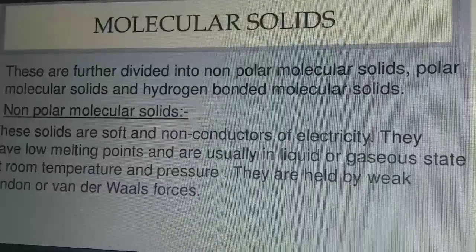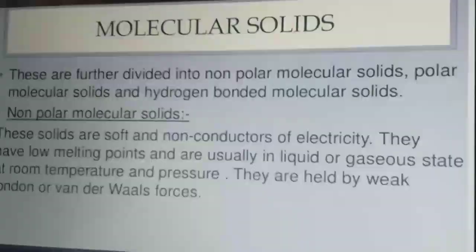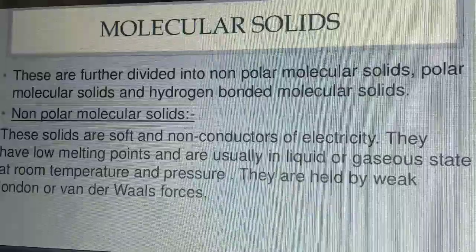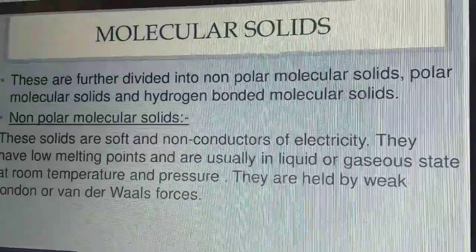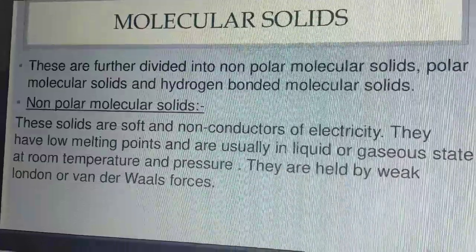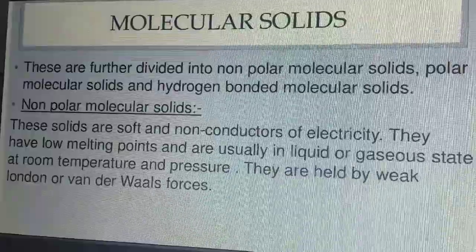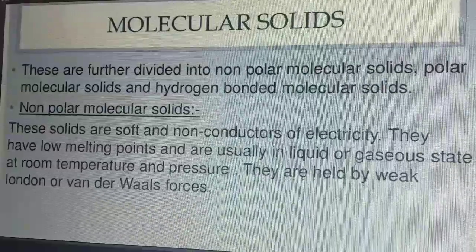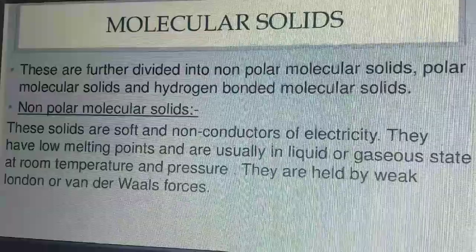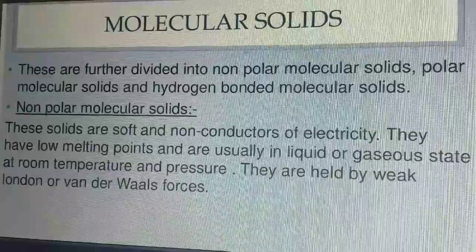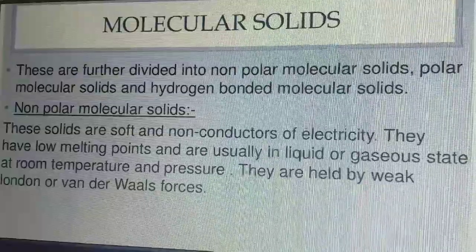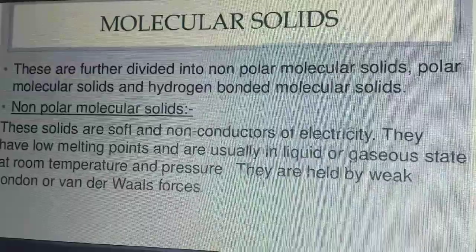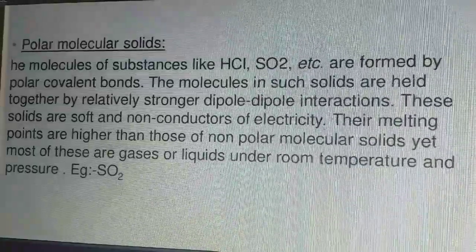These solids are very soft and non-conductors of electricity. They have a very low melting point and are usually in the liquid or gaseous state at room temperature and pressure. They are held by weak van der Waals forces. You know the types: dipole-dipole force, dipole-induced dipole force, and instantaneous dipole-induced dipole force. So London force, or very weak van der Waals force, will be there.